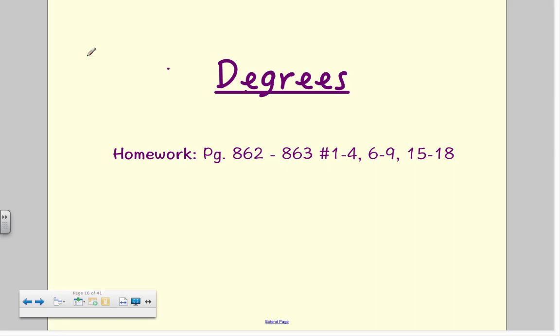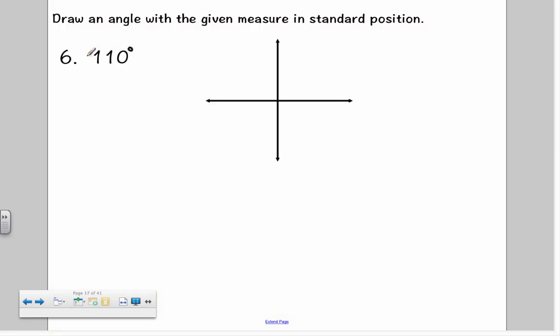Okay, so our first lesson in our trigonometry unit is about degrees. This is from your homework page 862 to 863, number 1 through 4, 6 through 9, and 15 through 18. I'm going to go ahead and jump to number 6, and we'll start with that one. It says draw an angle with the given measure in standard position.